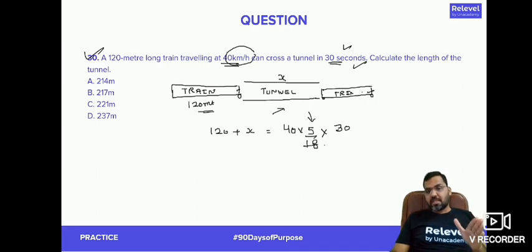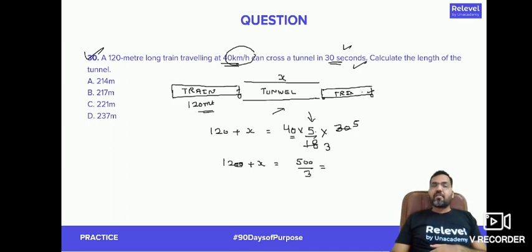40 kilometer per hour times 5 by 18 is the speed in meter per second, and the time taken is 30 seconds. 6 into 3, 6 into 5, or 5 into 5, 25. 25 into 4 is 100, sorry, this would be 1000 upon 3. That means the total distance traveled by the train is 120 plus x, which is equal to 1000 by 3.